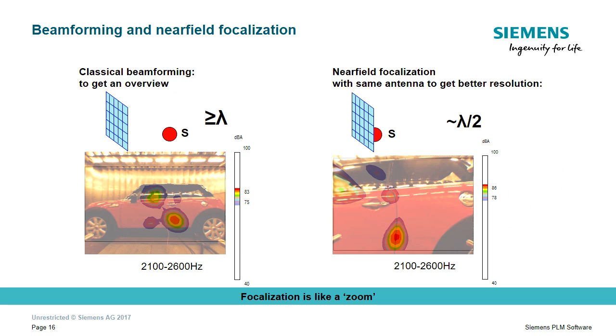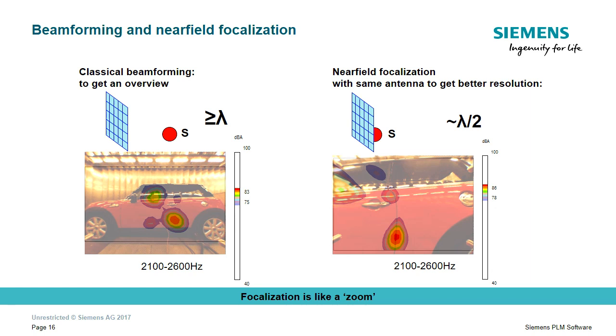The comparison of beamforming and near field focalization. For classical beamforming, on the left you see the car, and we have a source which is inside the car itself. I think it's a loudspeaker that emits sound, and we're going to see where this sound leaks through the doors of this car. So we're definitely further away than the wavelength, further away than the distance of the source, so we can expect spatial resolutions which are larger than the wavelength.